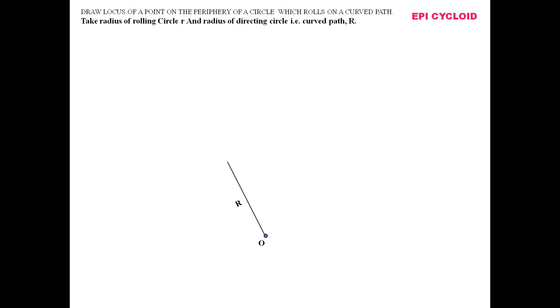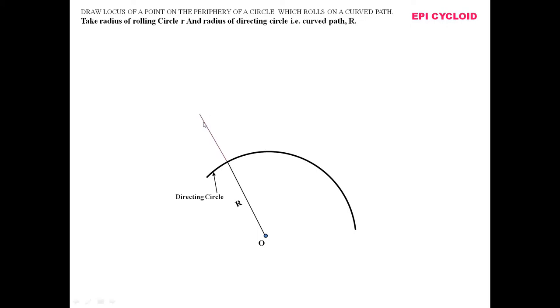So first we'll take any point O and from this we'll draw a radial line in any direction of radius capital R. Then with O as the center and with this radius we will draw an arc. So this arc shows the curved path. Now we will extend this radial line in this direction by a length equal to the diameter of the rolling circle.